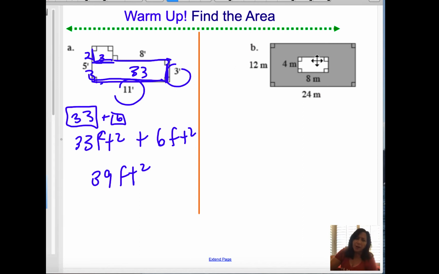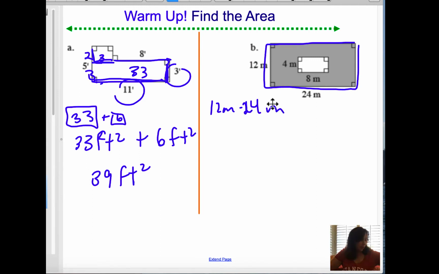Now for this problem right here on the right, we would take the larger rectangle and subtract the little hole in the middle. So the larger rectangle is going to be 12 meters times 24 meters. I'm going to use my calculator. I've got 12 times 24, and that is 288. So we know this is 288 meters squared plus, or excuse me, minus, because we're taking away that little hole in the middle.